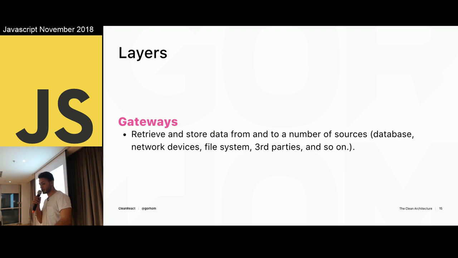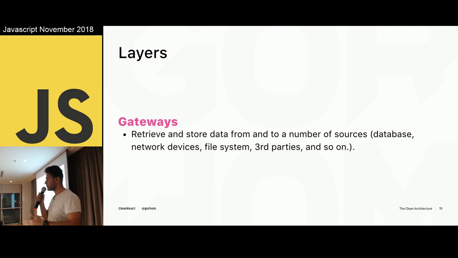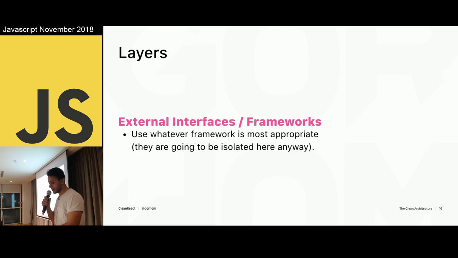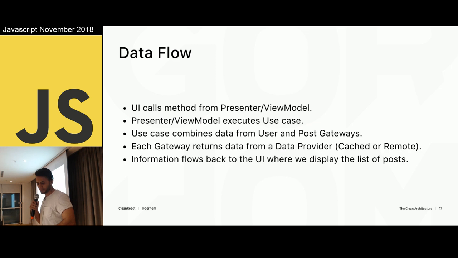The gateways will retrieve and store data from multiple sources. For example, we may have one gateway. We can call it content gateway. That content gateway can get the data from a remote or a local source. And then we have the external interfaces and frameworks. Here you can add whatever you want because it's already at a very high level, so it's not affecting the core of your architecture.